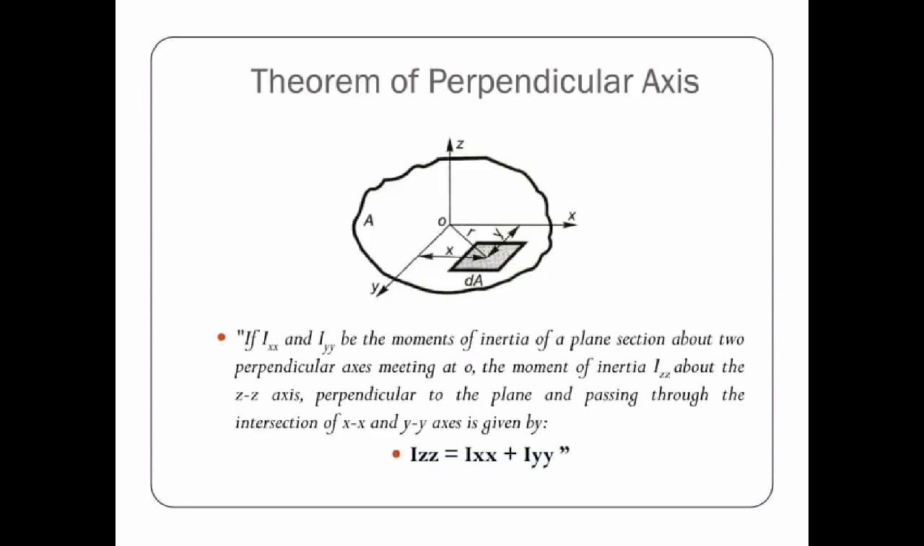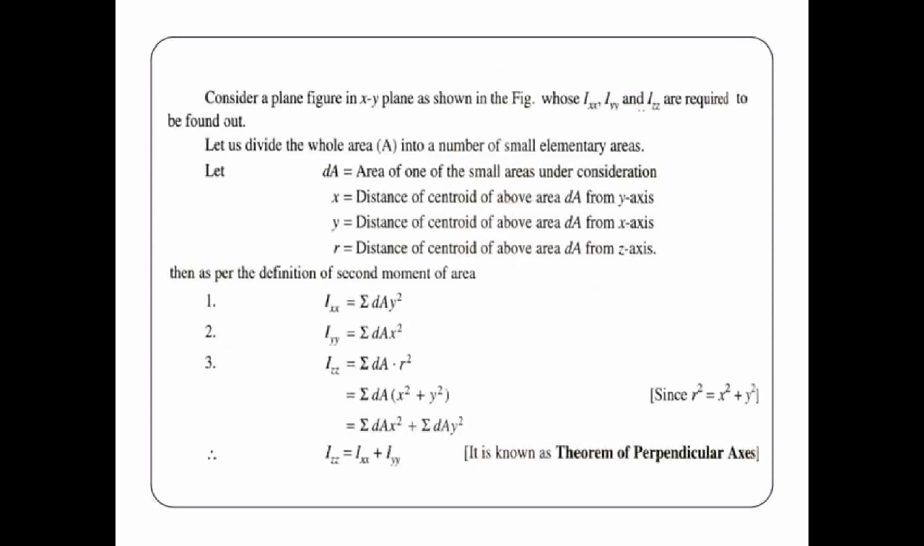Perpendicular axis theorem. We can calculate a third area moment of inertia for a reference axis that is perpendicular to the plane of the cross section. This quantity is called the polar moment of inertia, and it is usually denoted using the letter J. It represents the resistance of the cross section to twisting about the reference axis. It is calculated in the same way as Ixx and Iyy, but using the distance to the axis rather than the perpendicular distance to the x and y axis. So the equation becomes Izz equals Ixx plus Iyy.